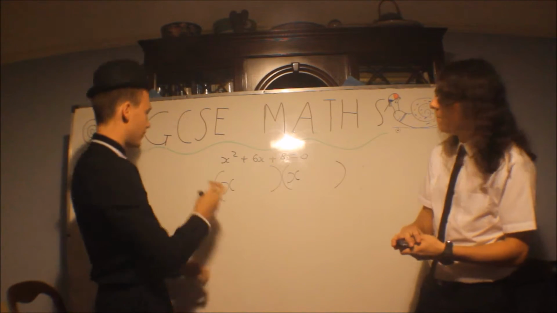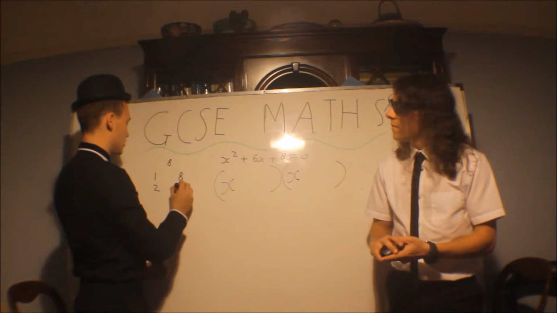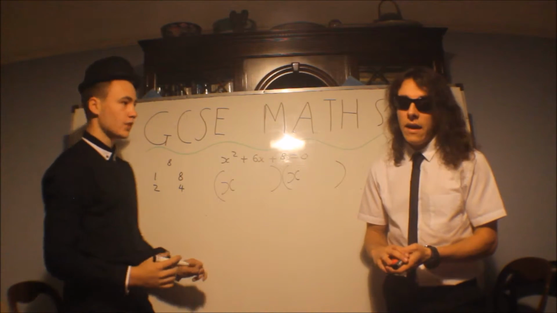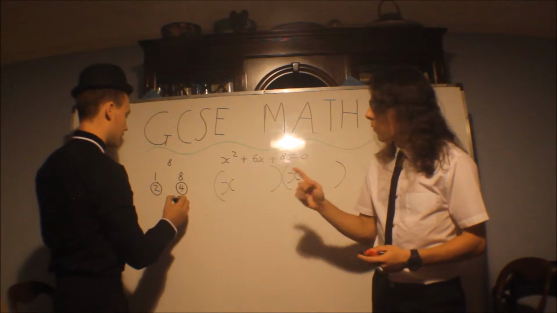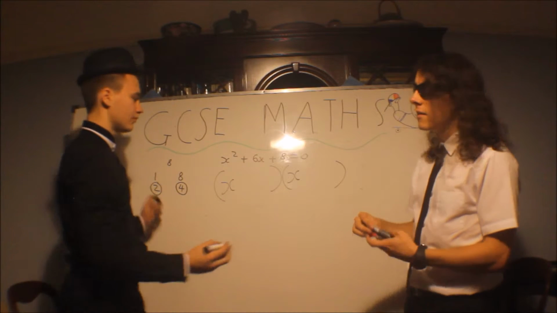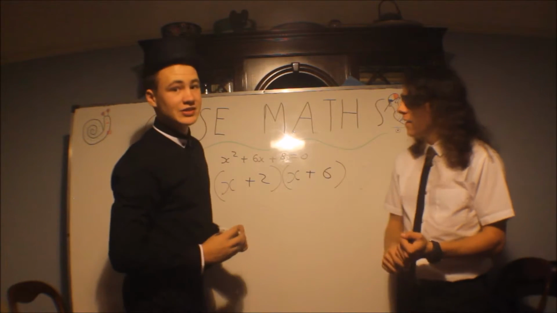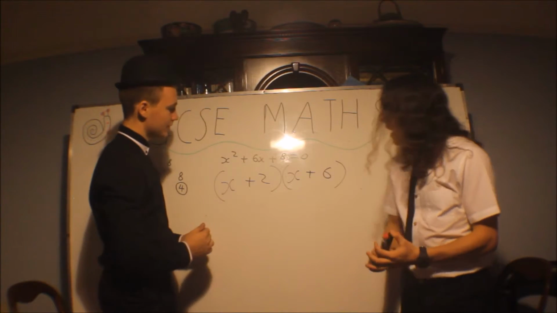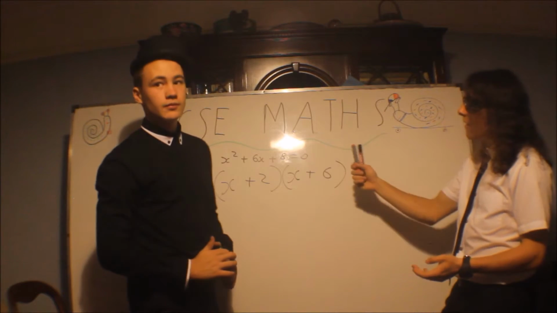Now, the factors of 8 are 1 times 8 and 2 times 4. I think we're on a winner there, because 2 times 4 is 8 and 2 plus 4 is 6. So, there you go. It's really hard to think of these on the spot. I'm sorry about that. Then you can check it by expanding it out. You'll get that expression there.